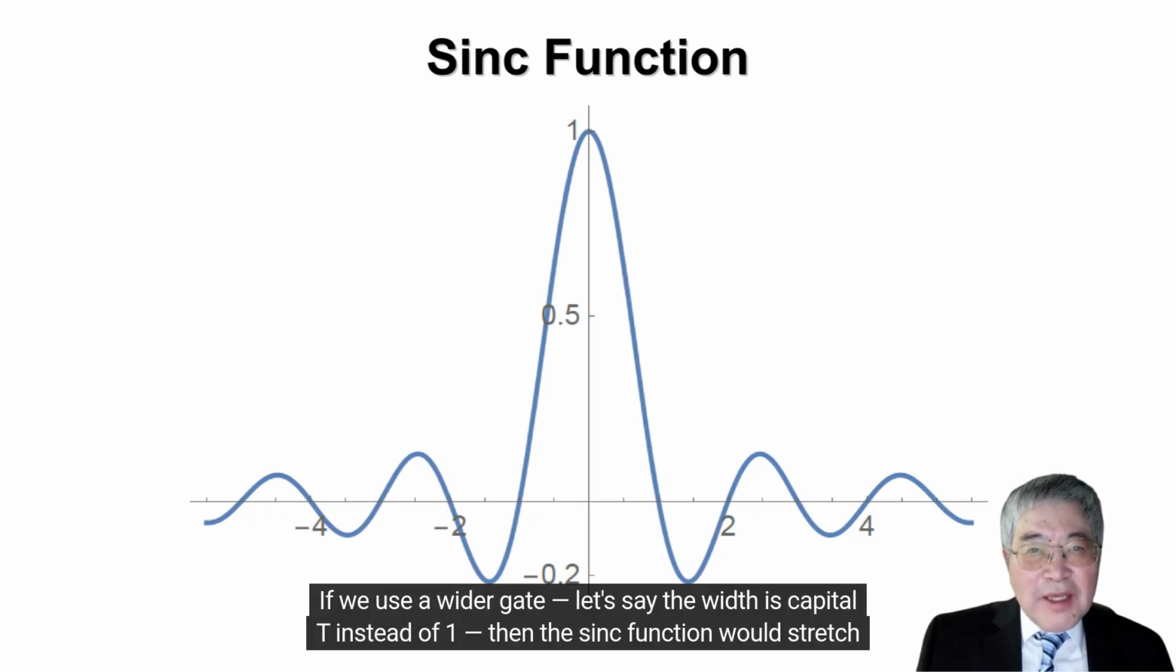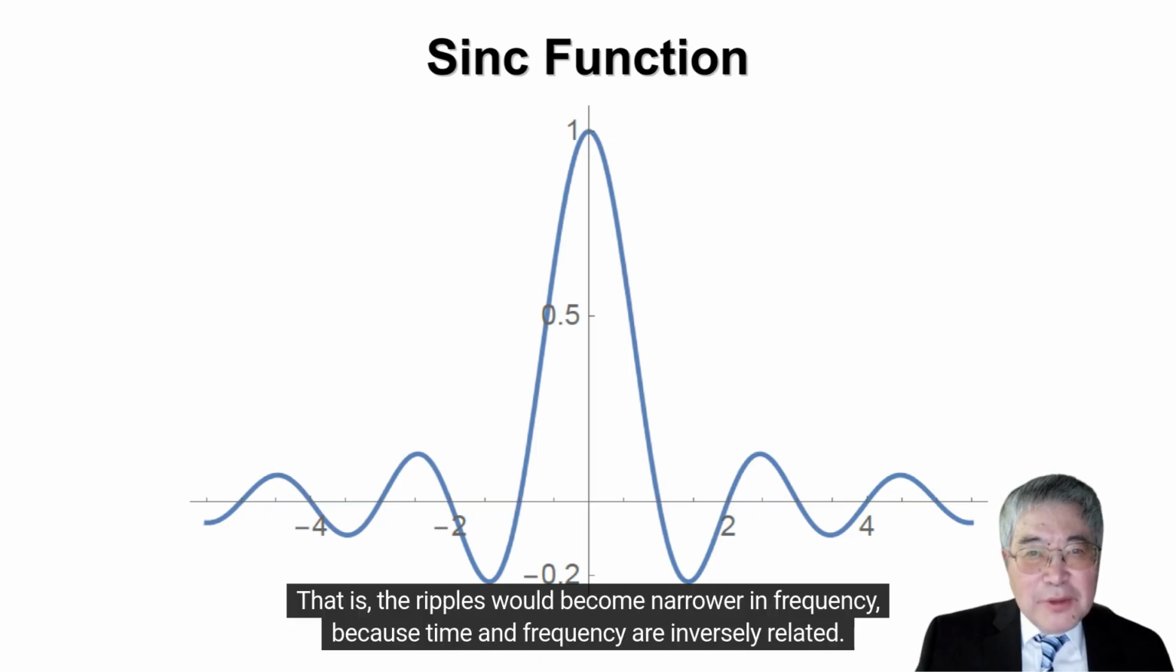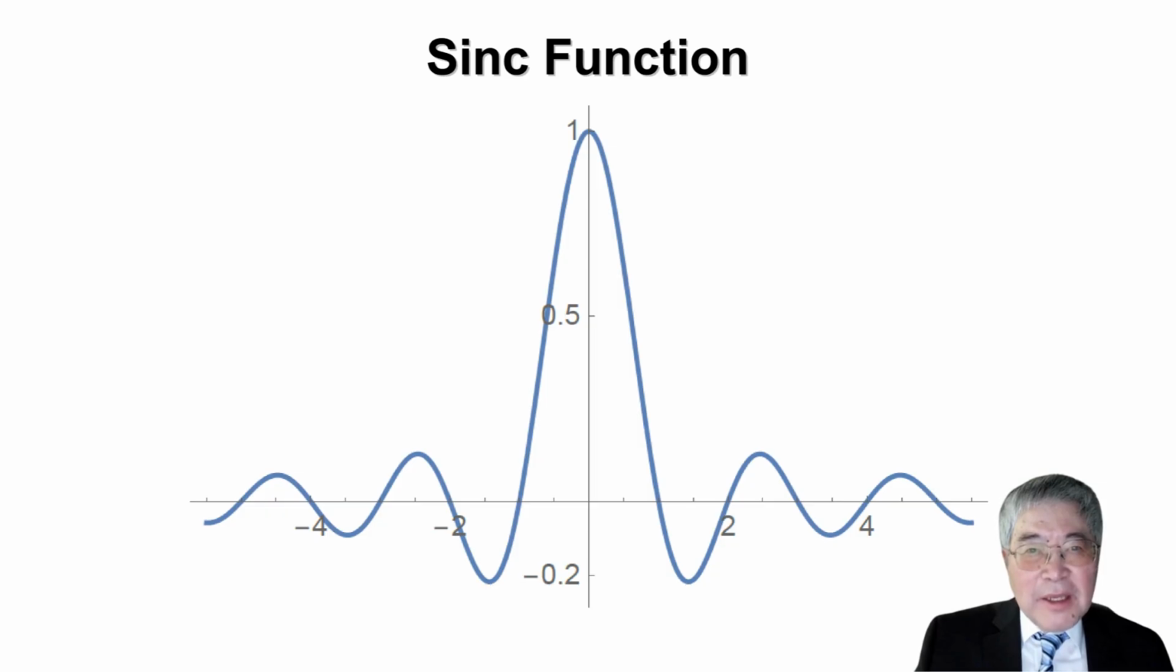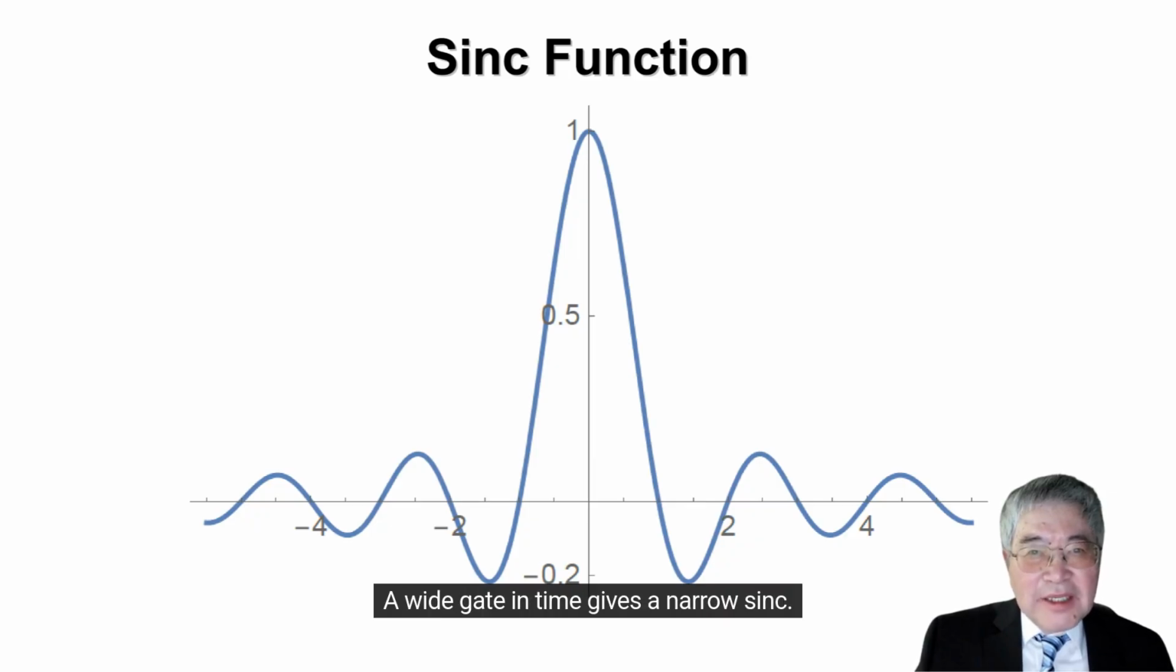If we use a wider gate, let's say the width is capital T instead of 1, then the sinc function would stretch out horizontally. That is, the ripples would become narrower in frequency because time and frequency are inversely related. We'll explore that in more detail when we talk about the scaling property. But for now, just remember, a narrow gate in time gives a wide sinc in frequency. A wide gate in time gives a narrow sinc. This is a key idea we'll return to again and again.